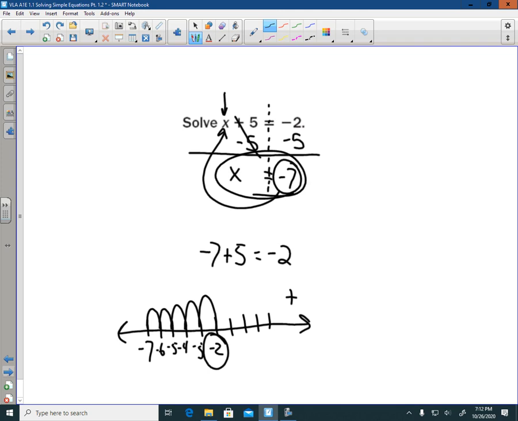That check step took me about 30 seconds. It isn't terrible, and I suggest you do that on each and every problem so that you are getting 100% on these. And if you're wrong, you know to go back and see what mistakes you made.